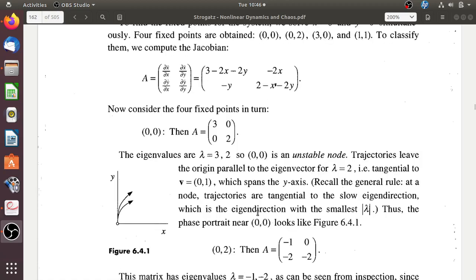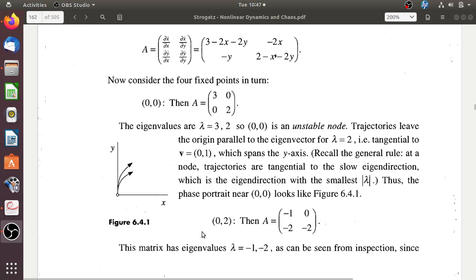The other fixed point is 3, 0. One of the eigenvectors is 0, 1 and another eigenvector is 1, 0. So some trajectories will go in this direction, and the others will go along the x-axis, in the direction 1, 0. Those are the two lines which will emerge out.